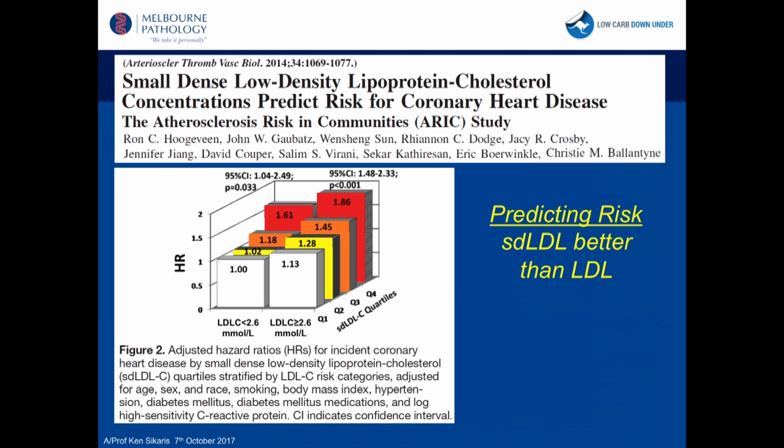So what do we make of the numbers that we get in the lab to predict risk? First of all, here's the LDL level. If you've got a low LDL or a high LDL, it doesn't really matter whether you've got a low level or a high level. If you've got a small dense LDL which is in the highest quartile, that's when you get the heart disease. It's not LDL, it's small dense LDL that confers the risk.